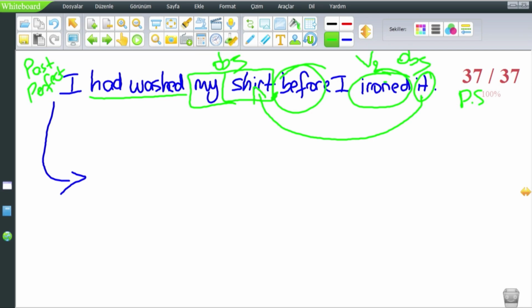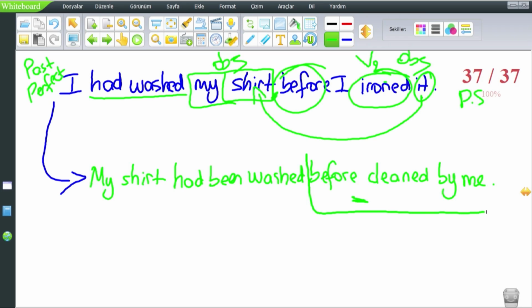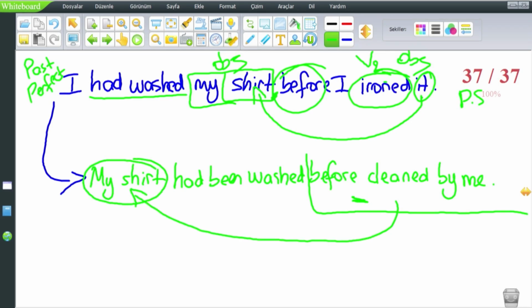So, I will start with the first one. My shirt had been washed before cleaned by me. I didn't use the object again here because I know that I still am talking about this object, my shirt.